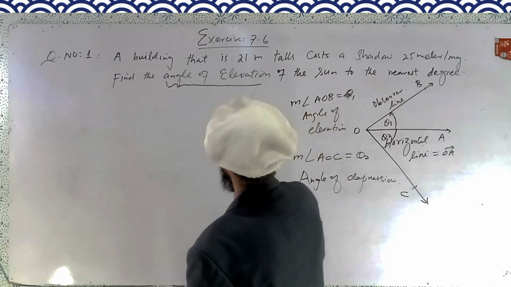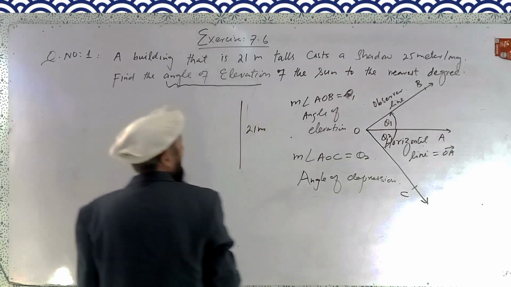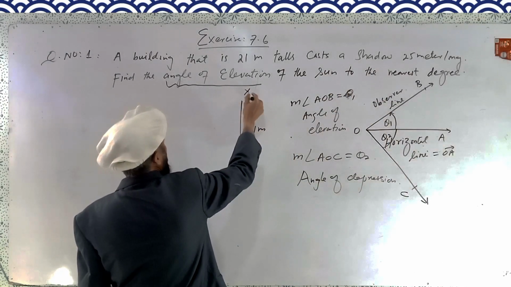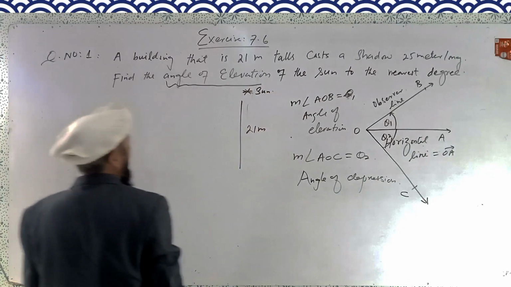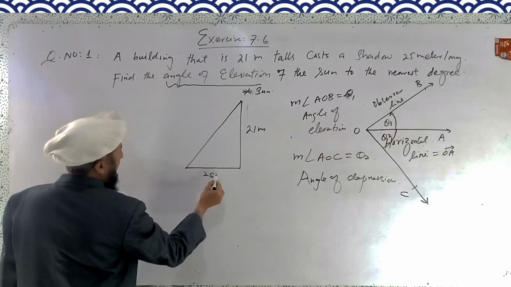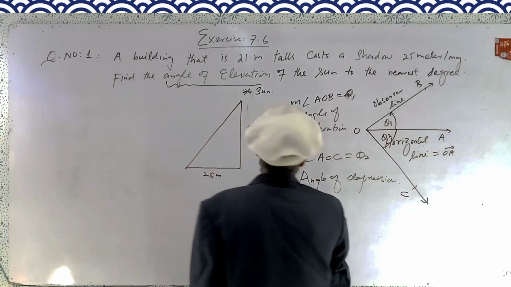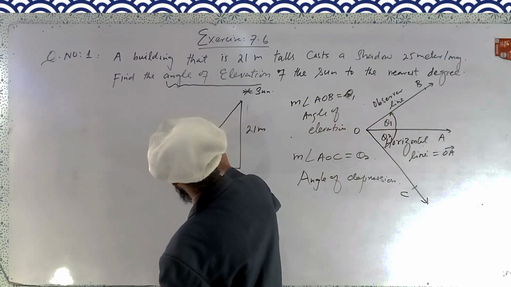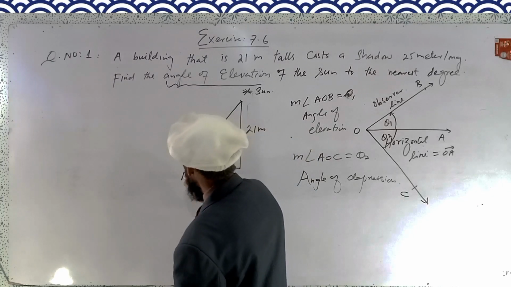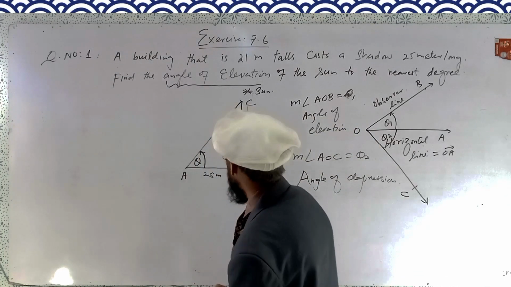Look here, a building that is 21 meter tall from the surface of the earth. For example, that is the sun, and it makes a shadow of 25 meter long from this building. So 25 is the shadow of the building. The angle of elevation is required, meaning the angle below the horizontal line, which lies in the observer line. So A, B, C, we give the names of the vertices. Theta is required here.